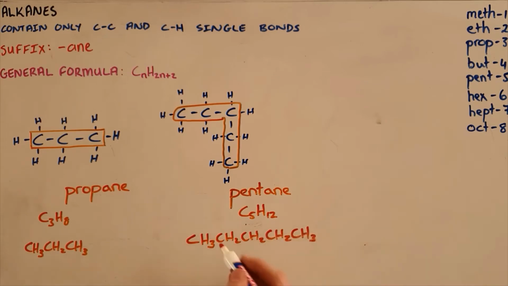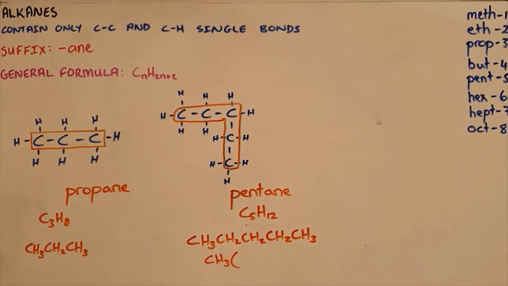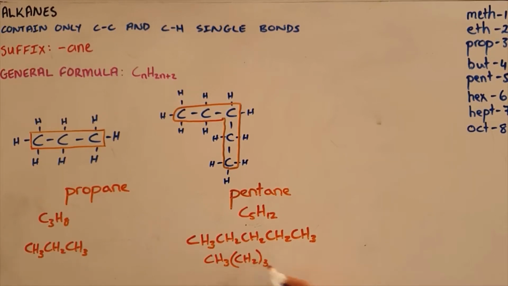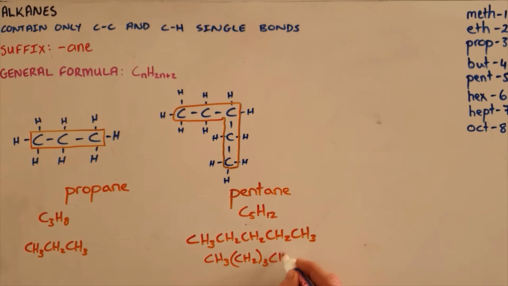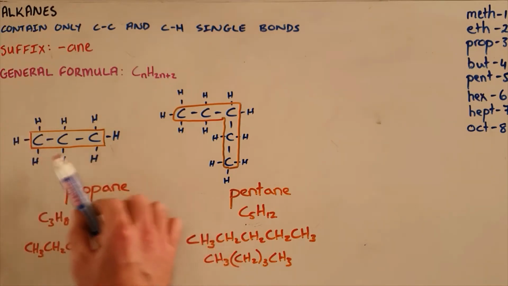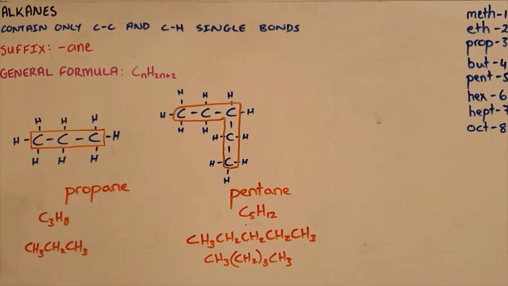This can sometimes be written as well as CH3 followed by 3 CH2. So by putting it in brackets here, we are abbreviating it, and then followed at the end by a CH3. It's important to note here that we say that alkanes are saturated because each carbon has the maximum number of bonds with different atoms, or we say it contains only single bonds.